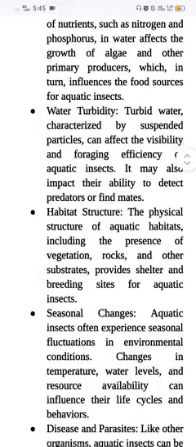Then water turbidity. Turbid water characterized by suspended particles can affect the visibility and foraging efficiency of aquatic insects. It may also impact their ability to detect predators or find mates. Turbidity in the sense suspended particles which influence the water clarity, and this water turbidity is actually influencing the light penetration also. So some other connections are also there.